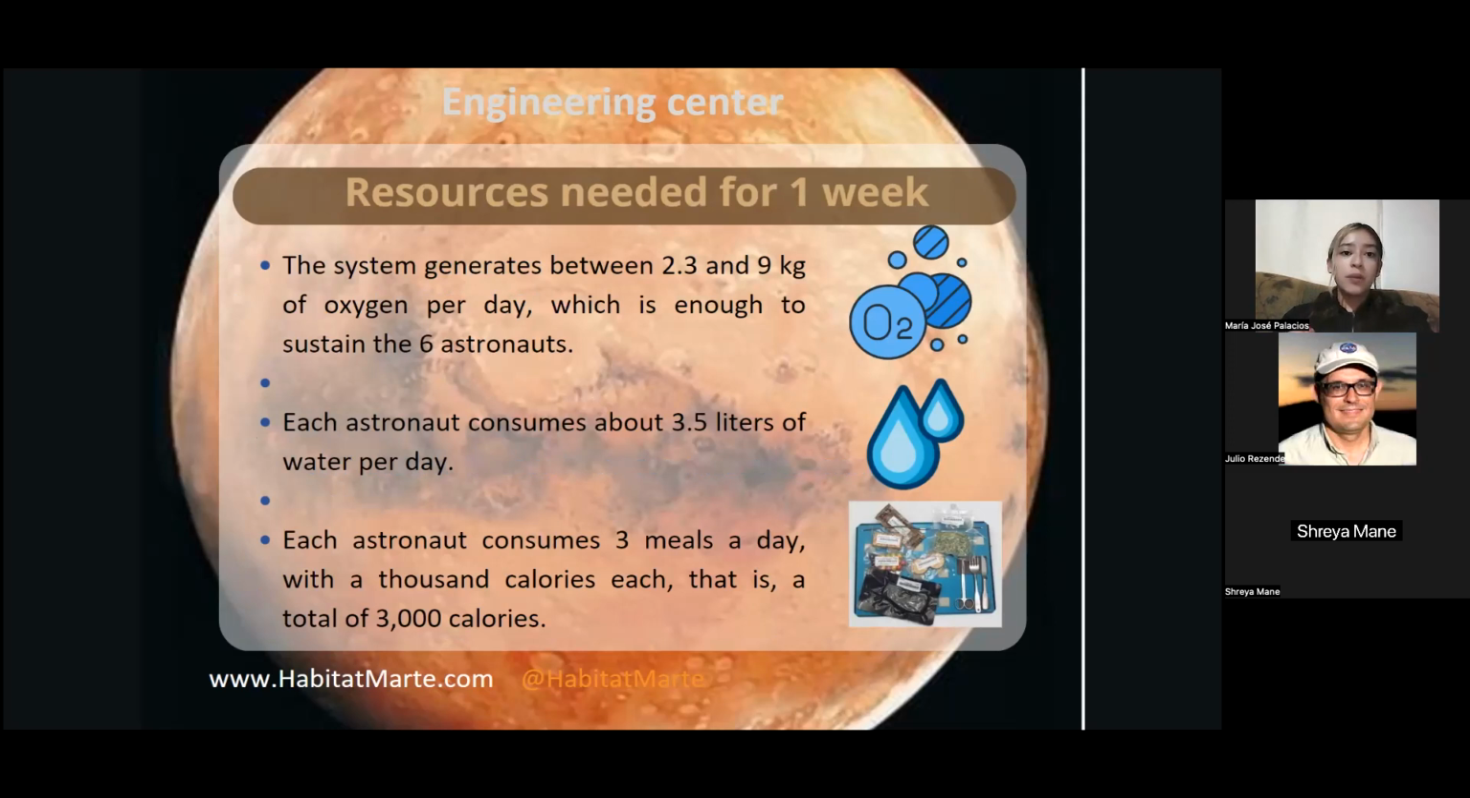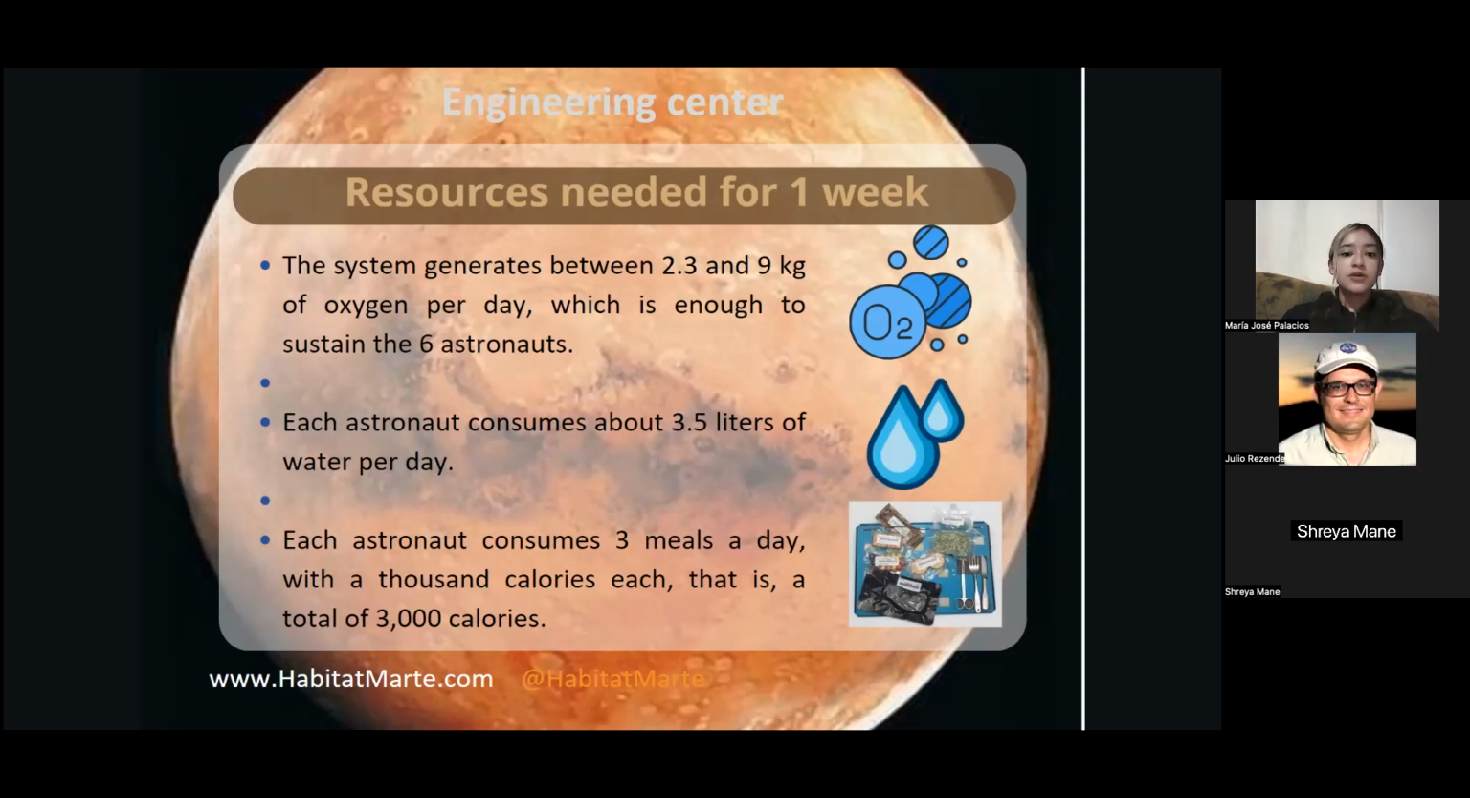Now I'd like to talk about the resource need for 1 week. First, the system generates between 2.3 and 9 kilos of oxygen per day. This is enough to sustain 6 astronauts, but in this case, I will be the only one in the facility.